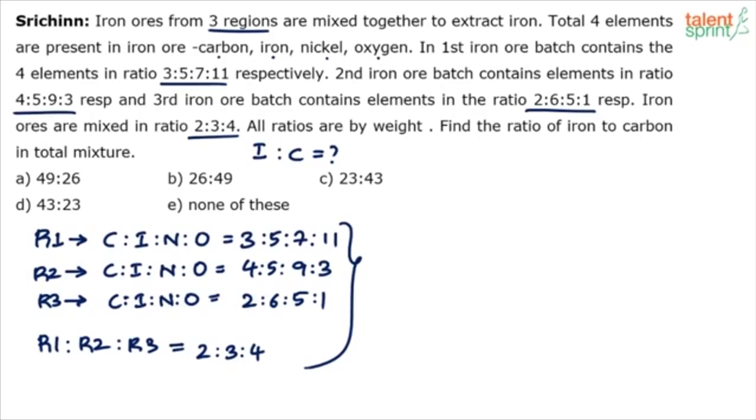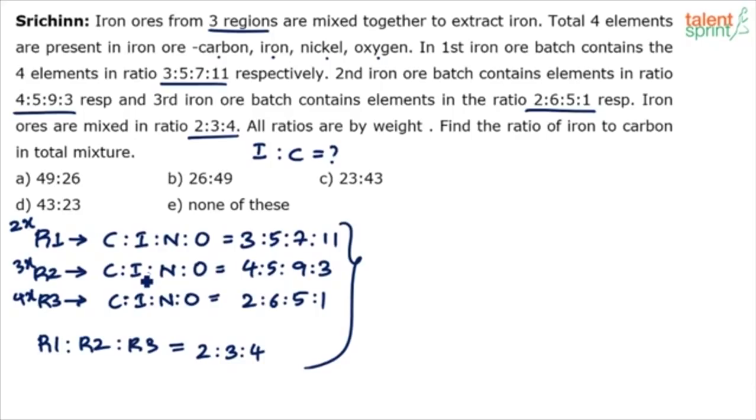So let's assume we have taken 2x of region 1, 3x of region 2, and 4x of region 3. They are in the ratio of 2:3:4. It's like 2 kgs, 3 kgs, 4 kgs, or 20, 30, 40 kgs, or 8, 12, and 16 kgs. It should always be in the 2:3:4 ratio, so to generalize, we take 2x, 3x, and 4x. If I have taken 2x of region 1, how much iron will be there? 5 parts out of the total 3 plus 5, 8 plus 7, 15 plus 11, 26. So the iron content is 5 out of 26, that is 5 by 26 multiplied by 2x.